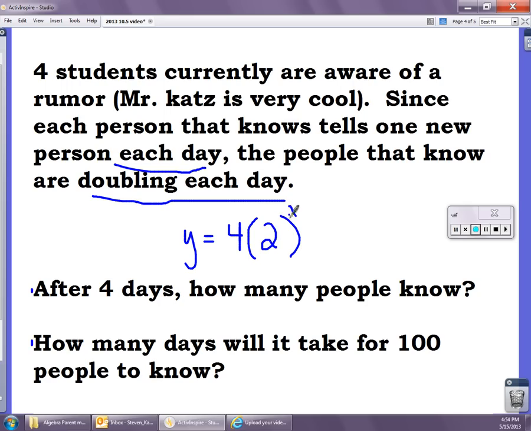And we know that to know how many times we're doubling it, that's the x. That's why it's an exponential. That's an x right there. Sorry about that. So now we have our equation.